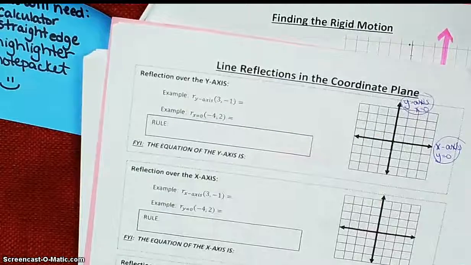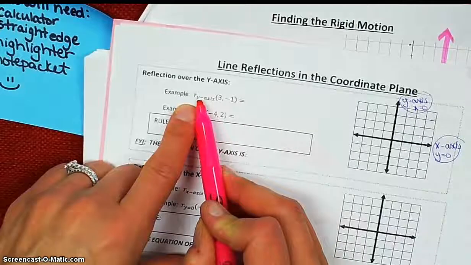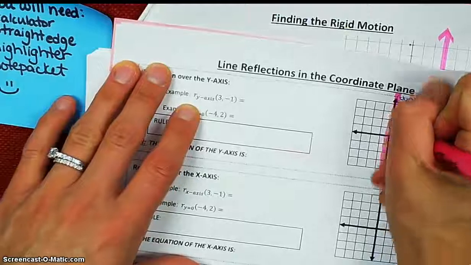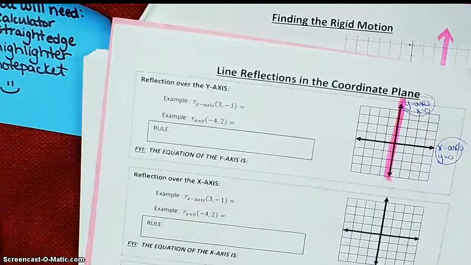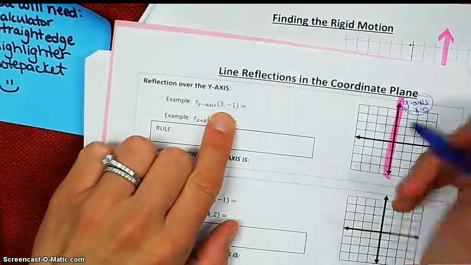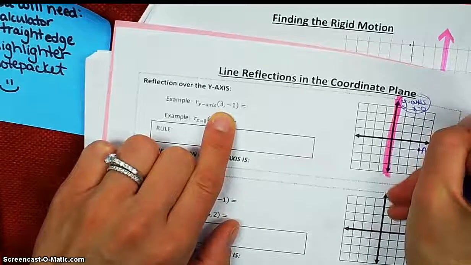So now if we look at our notation, we are going to reflect, and in subscript here we have the y-axis. So I'm going to highlight my y-axis. This is my line of reflection. Okay, and we're going to reflect the point (3, -1). So I'm going to go over 3, down 1, and I'm going to name this point, point A.